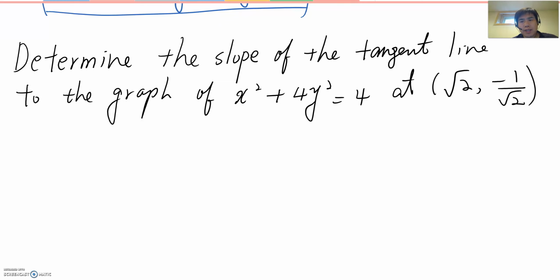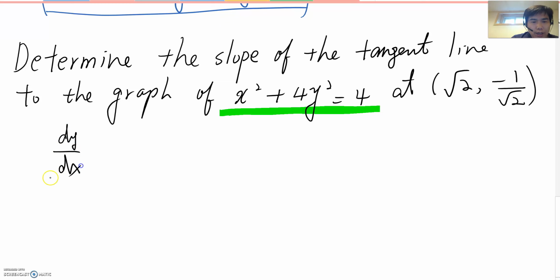Determine the slope of the tangent line to the graph of x squared plus 4y squared equal to 4. So as you see, y also has a square here. So now we can tell that most likely it is not a function. Okay? So in this case we also use the implicit differentiation method, which means we will write dy over dx instead, not y prime, not f prime of x anymore. Like other questions, we apply exactly the same derivative properties, but don't forget to put dy over dx for the y term and dx over dx for the x term.